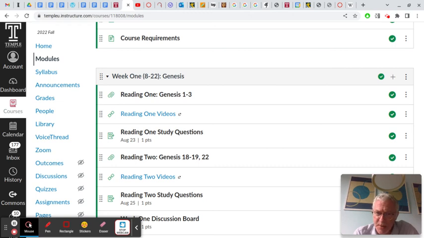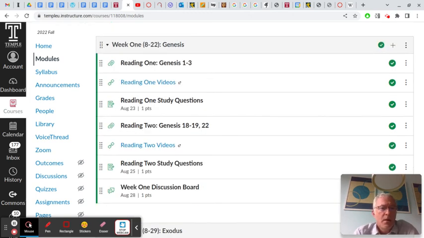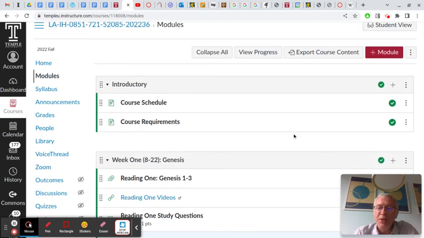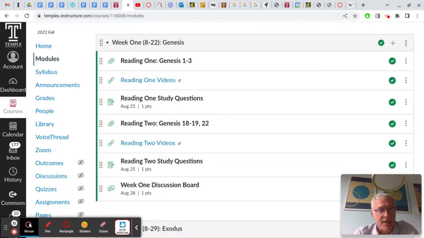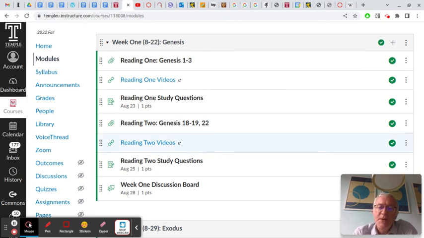Late study questions will be half credit. So you can turn them in late. Discussion boards cannot be done late. Essays can be turned in late with a penalty, and exams cannot be done late. That is, once the discussion board is closed, you can't do it. You just have to take a 0 for it.